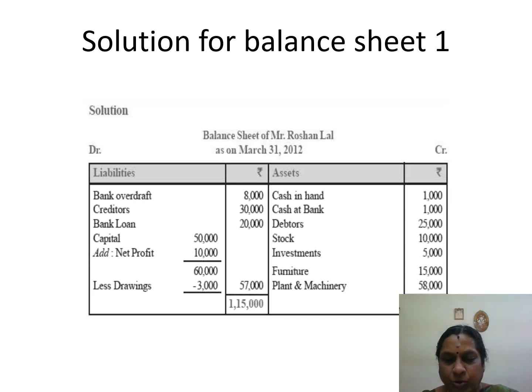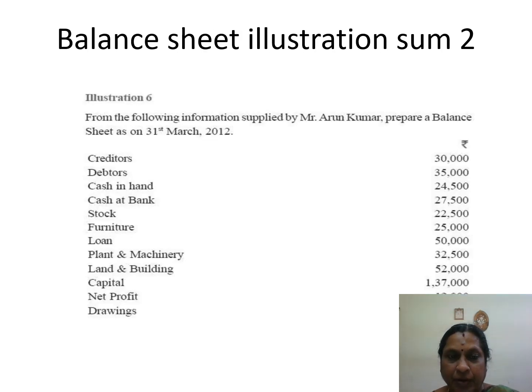Now the total on both the sides is 1,15,000. So the problem is getting tallied, so the entries are assumed to be correct. Now we'll move on to the next problem. This is illustration number 2. From the following information supplied by Mr. Arun Kumar, prepare a balance sheet as on 31st March 2012.